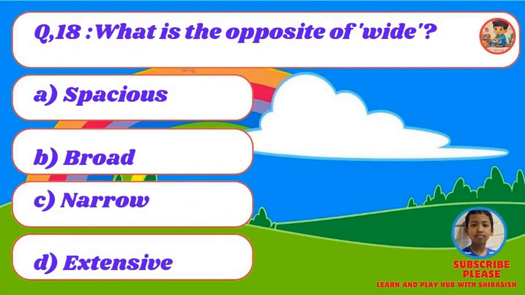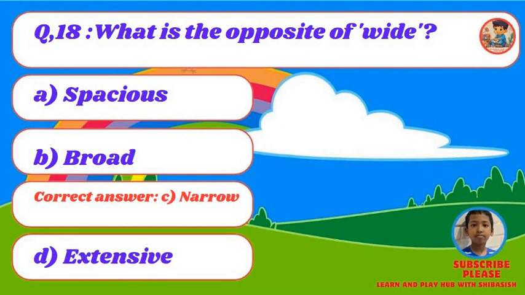Question 18. Which is the opposite of wide? Option A, spacious. Option B, broad. Option C, narrow. Option D, extensive. The correct answer is option C, narrow.